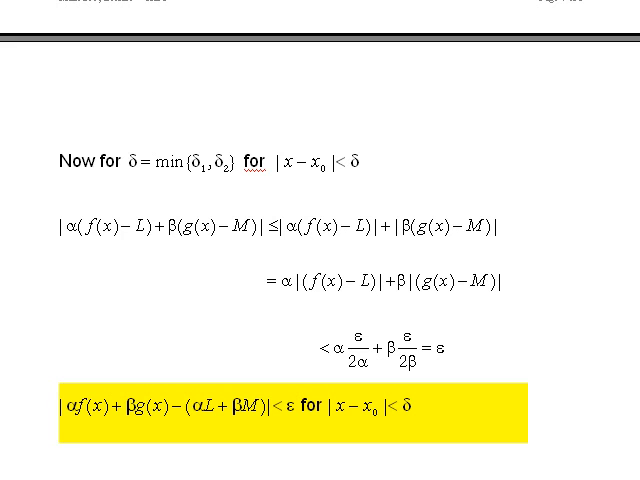So, skipping all those in-between steps, here is the result. Alpha f plus beta g minus the proposed limit alpha L plus beta m is less than epsilon, epsilon being arbitrary, for absolute value x minus x naught less than delta. So there's the precise definition of the limit, and that proves the linearity of the limit operation.